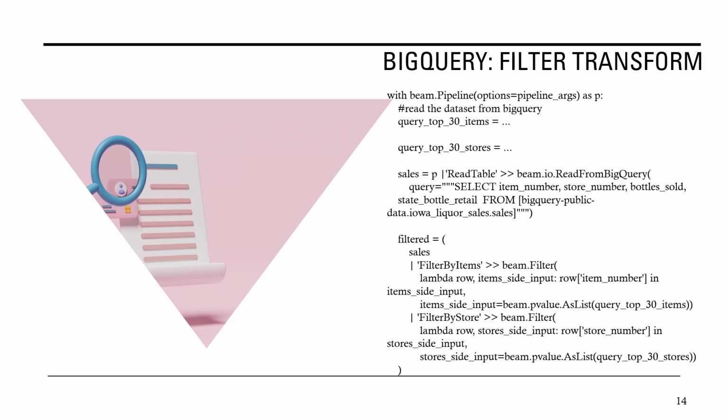All right, let's look at the BigQuery filter transform. Now this is a really long example and I'm not going to go through it line by line because we've already done that. We've already covered what the code looks like line by line, and at this point we shouldn't need those type of training wheels. So in this example, we're selecting the item numbers, store numbers, bottles sold, and the state bottle retail from our BigQuery table using a query string. Then we're filtering using side inputs to the filter transform.